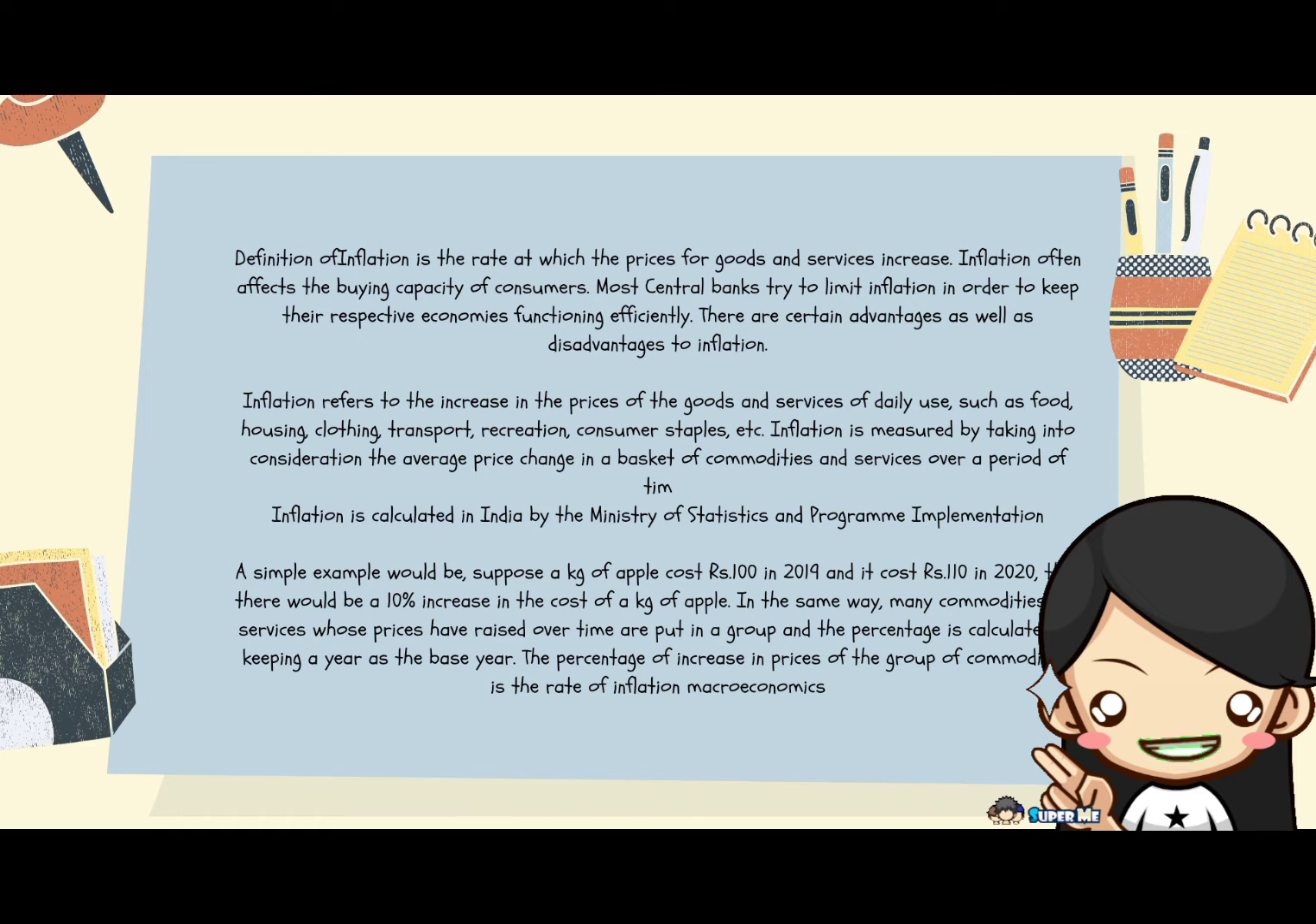In the same way, many commodities and services whose prices have risen over time are put in a group, and the percentage is calculated by keeping a year as the base year. The percentage of increase in prices of the group of commodities is the rate of inflation.